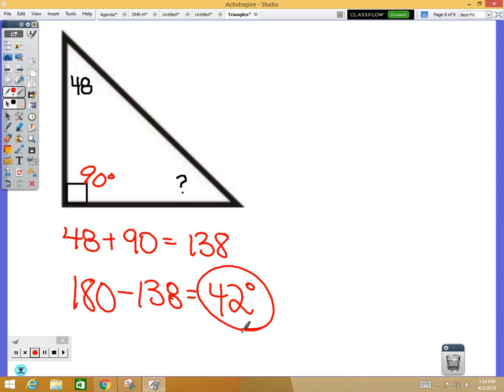42. You could also do 48 plus what is 90, because this one's 90, the other 2 have to be 90 also together.